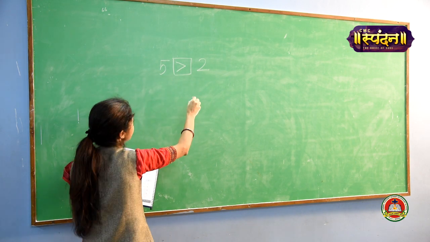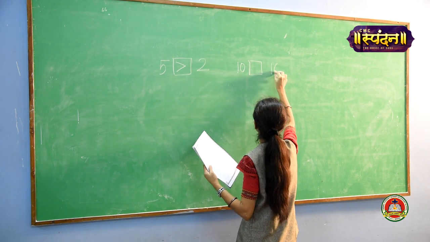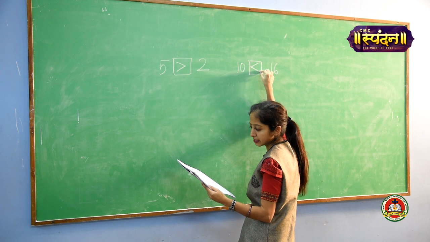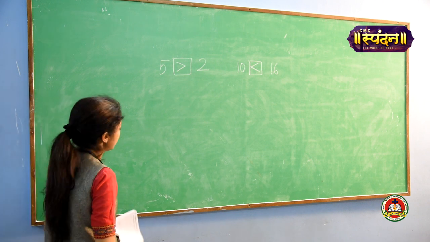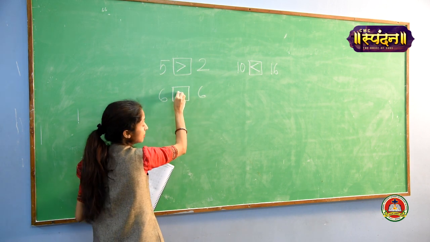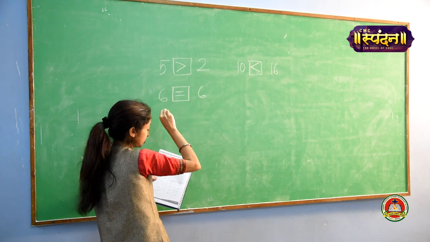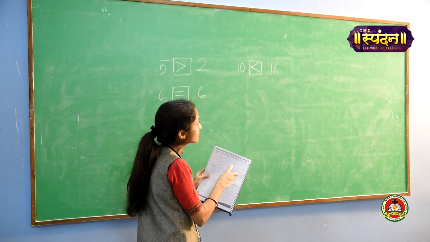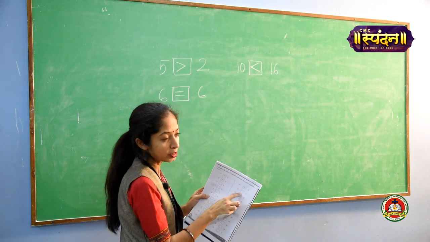Now here next we have 10 and then a box and 16. So here 10 is smaller than 16. Is it clear? 10 is smaller than 16, okay. Now next we are having 6, then a box and 6. Both the numbers are same, so which sign are we going to put? Equal to sign, okay. Next it is 11 and 7. So 11 is greater than 7, okay. We will fill in the blank, we will put the greater sign.